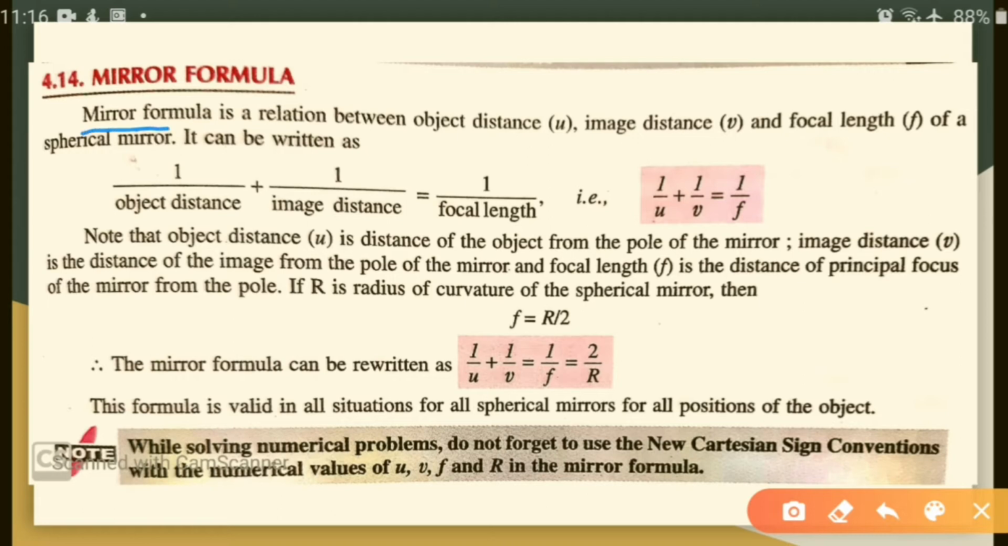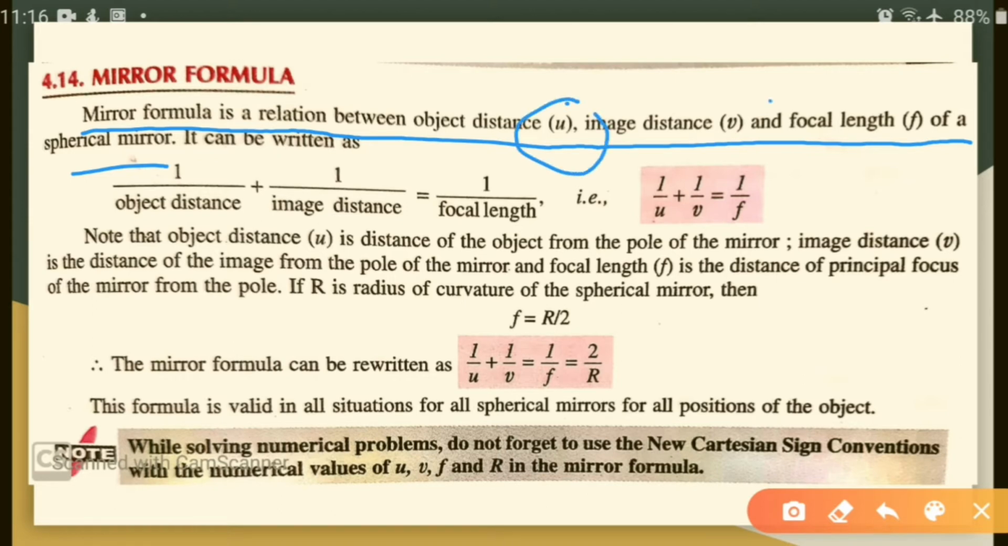Actually, mirror formula is a relation between the object distance, image distance and focal length of a spherical mirror. Object distance is denoted by letter u and image distance by letter v, and focal length you know very well, small f. So according to mirror formula, 1 upon u plus 1 upon v is equal to 1 upon f. So this is known as mirror formula. 1 upon u plus 1 upon v is equal to 1 upon f.